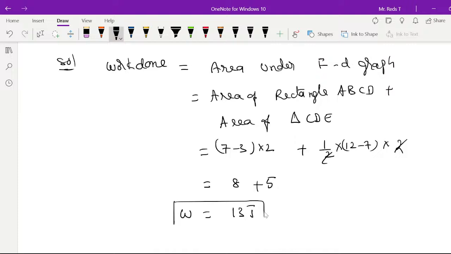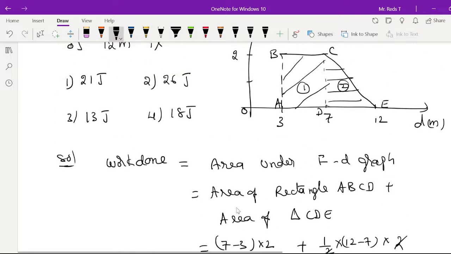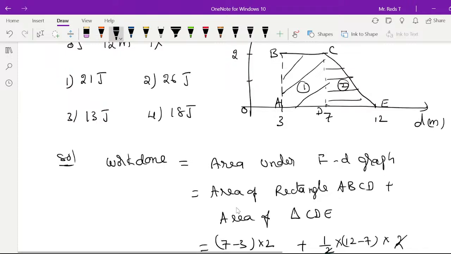So how to find area under graph? You have to choose based on the shape of the graph. Based on the shape of the graph you have to choose. Right. I hope you have understood this.